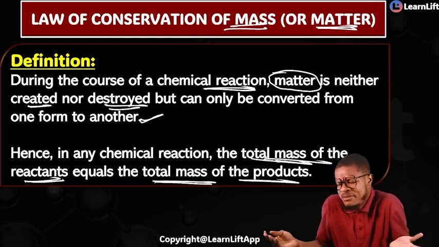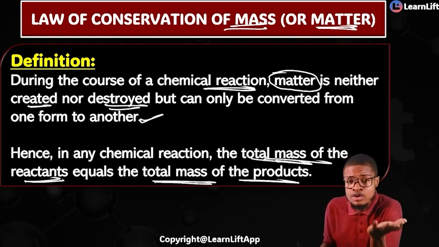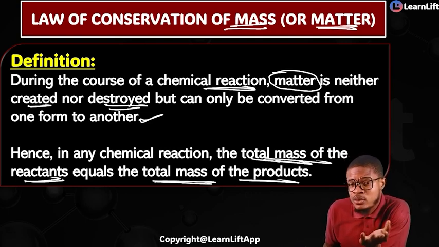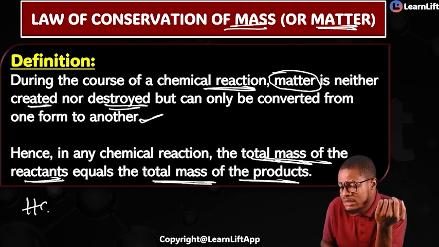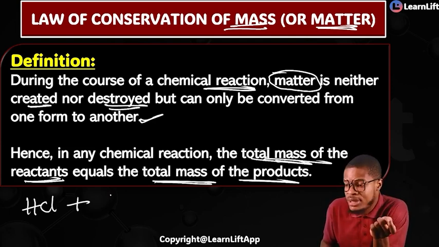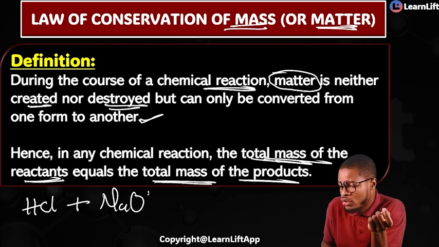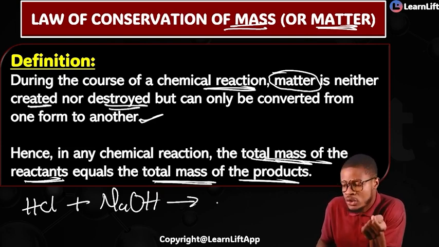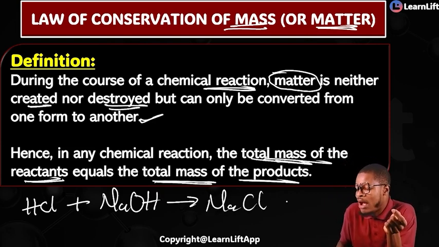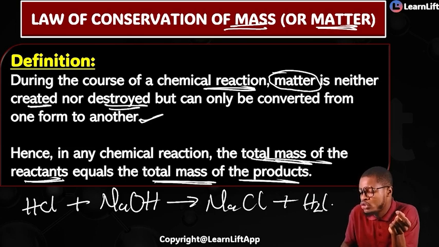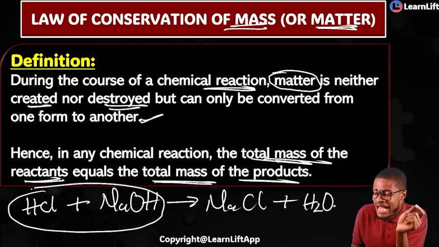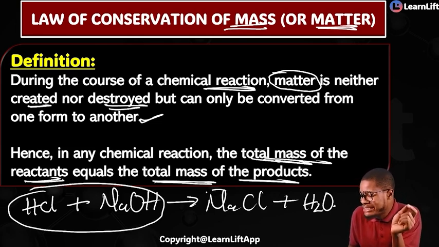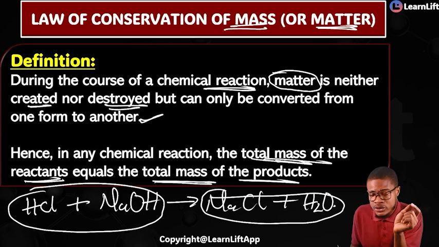Okay, let me give you a little breakdown. You know your neutralization reaction, right? The reaction between an acid and a base to produce water. Let me say an acid like HCl, reacting with a base, sodium hydroxide. What will it give us? Salt, NaCl, and what? Water, H2O. This is your neutralization reaction. This side is called the reactants, and this side is called the products.